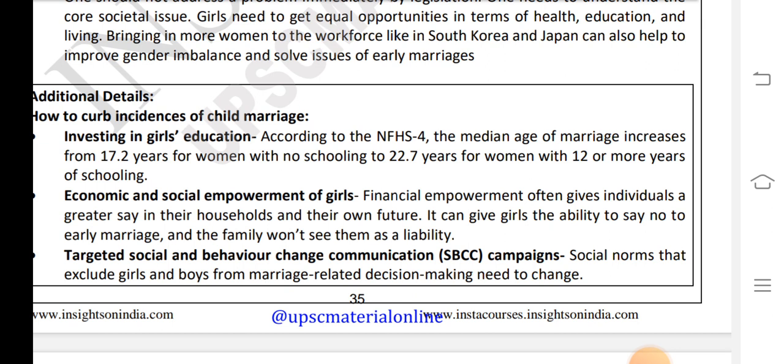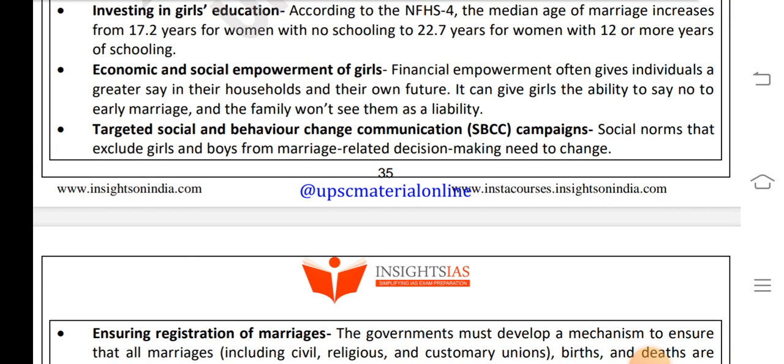Conclusion. One should not address a problem immediately by legislation; one needs to understand the core societal issues. Girls need to get equal opportunity in terms of health, education and living. Bringing more women into the workforce, like in South Korea and Japan, can also help improve gender imbalance and solve the issue of early marriages.